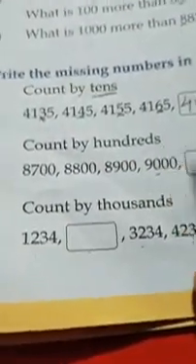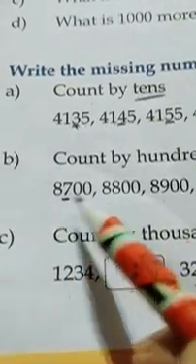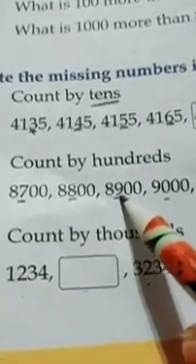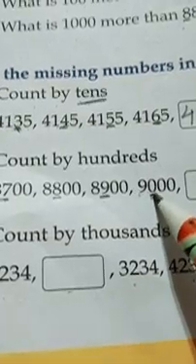Here the change will be in the hundred's place digit. Here you can see the hundred's place digit is 7. Next time it is 8. Next time it is 9. Next time it is 10: 1 increased from here and here is 0.